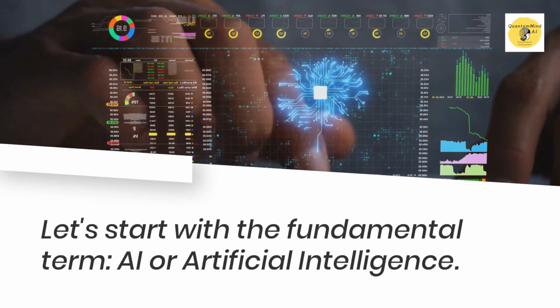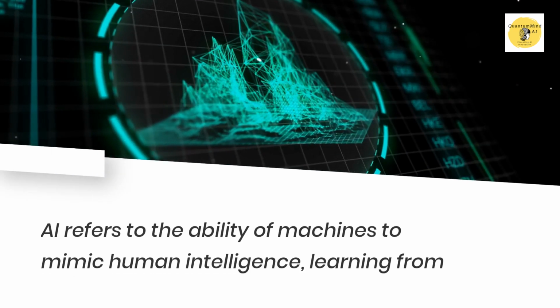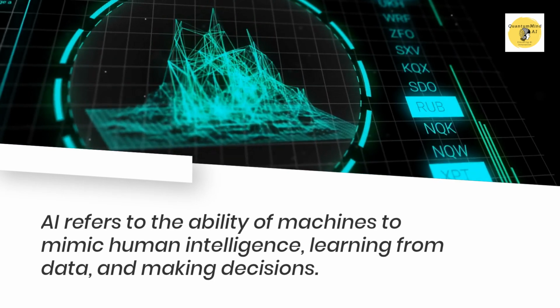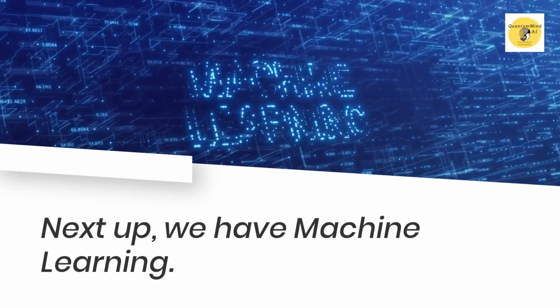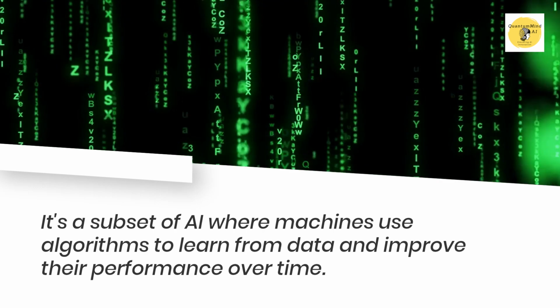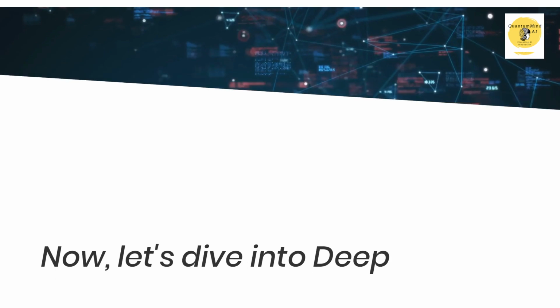Let's start with the fundamental term, AI or artificial intelligence. AI refers to the ability of machines to mimic human intelligence, learning from data, and making decisions. Next up, we have machine learning. It's a subset of AI where machines use algorithms to learn from data and improve their performance over time.